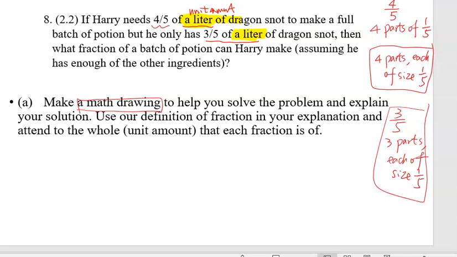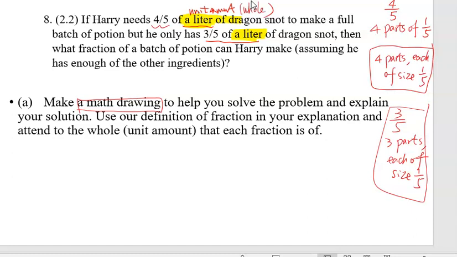And this problem will help us understand fractions and how we use fractions to solve problems. So if Harry needs 4/5 of a liter, whenever you see a fraction, make sure you highlight or pay attention to the words after "of," because that's the whole, what we sometimes call a unit amount. And if you don't like unit amount, just call it the whole.